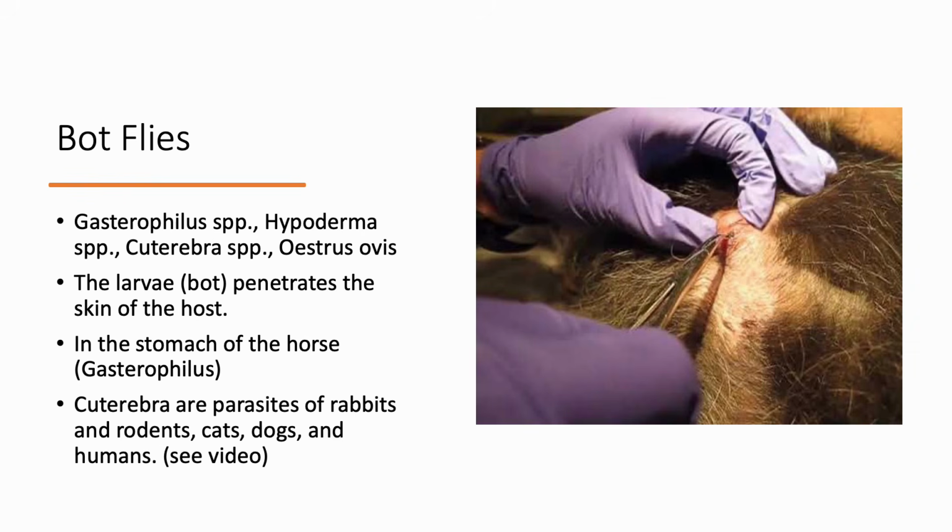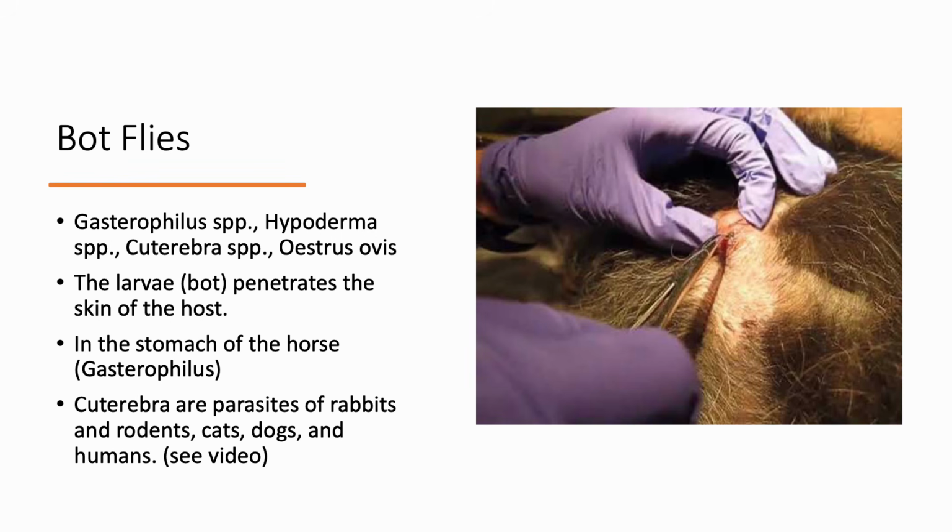Botflies are bee-like flies, and the adults will glue their eggs to the hair of the host. The eggs hatch and penetrate into the skin as larvae. Some of these larvae migrate extensively throughout the host's body, while others will just stay and develop locally.